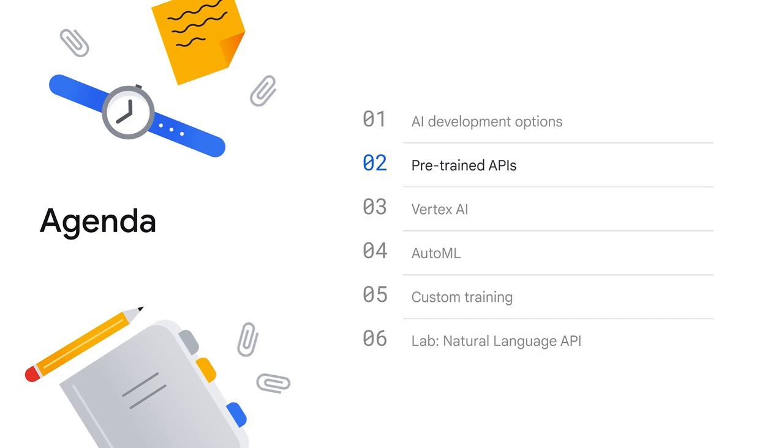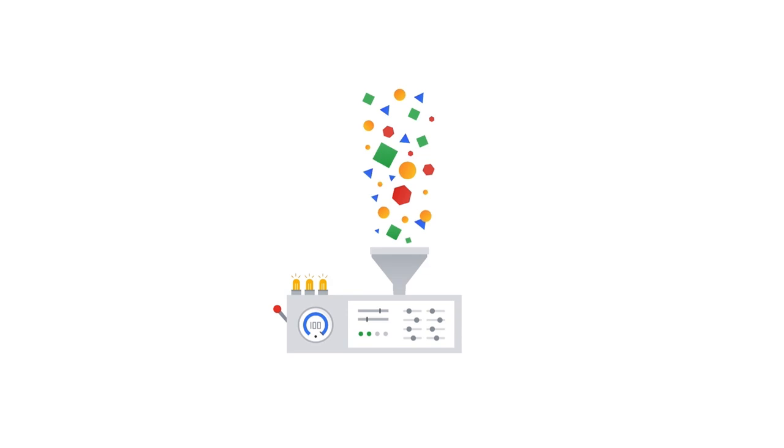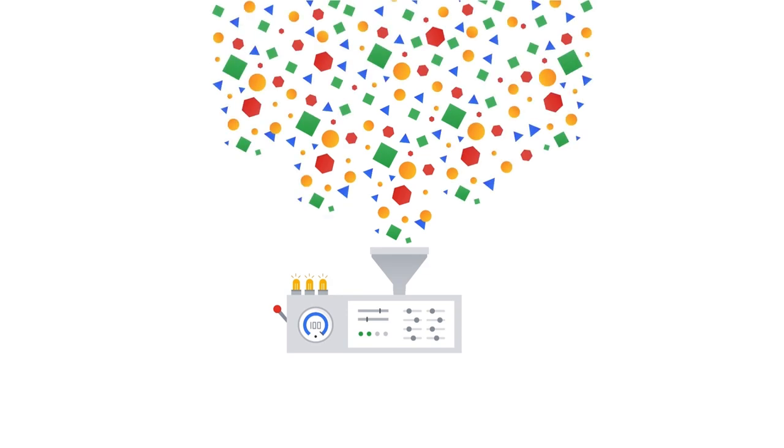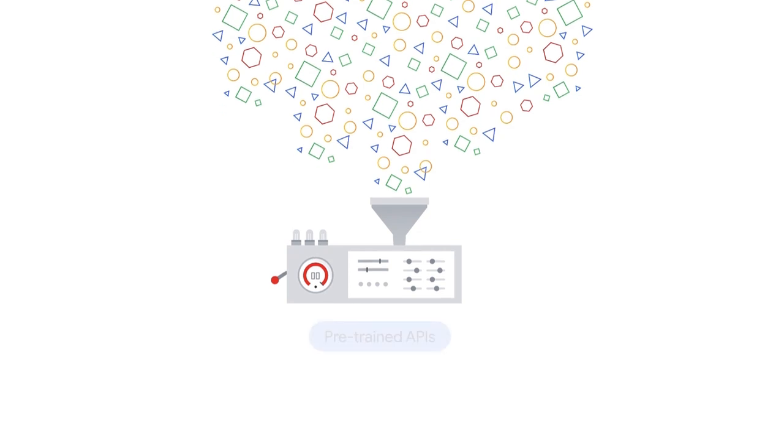Now that you've been introduced to the different AI development options available with Google Cloud, let's now focus on the first, pre-trained APIs. Good machine learning models require lots of high-quality training data. You should aim for hundreds of thousands of records to train a custom model. But what if you don't have that kind of data? How can you use AI to serve your purposes? Pre-trained APIs are a great place to start.